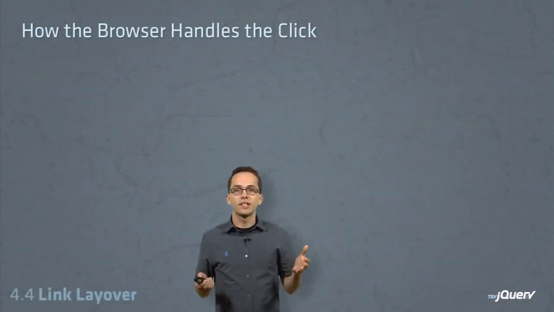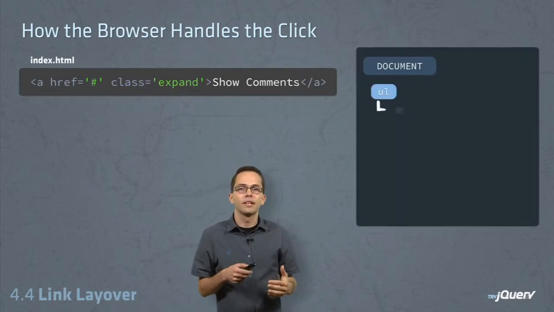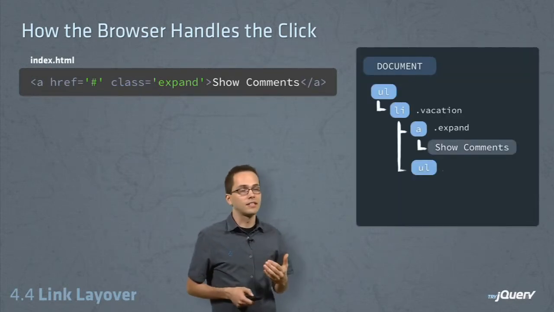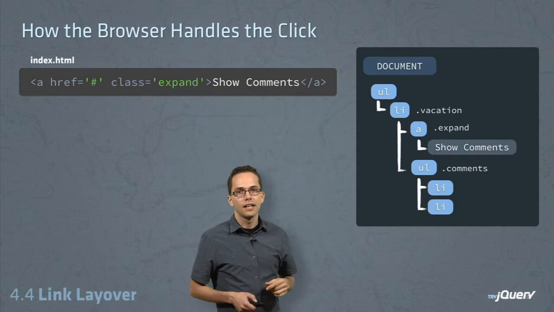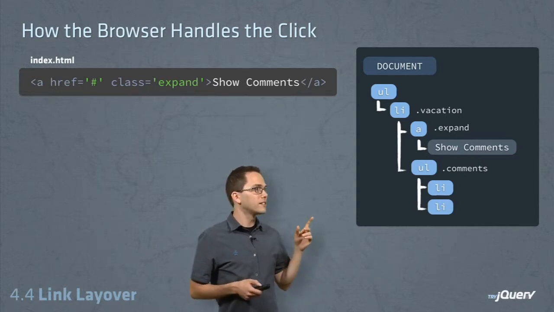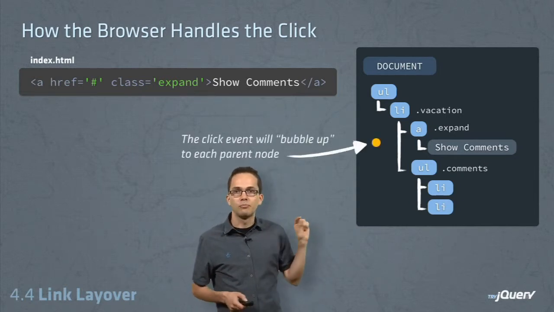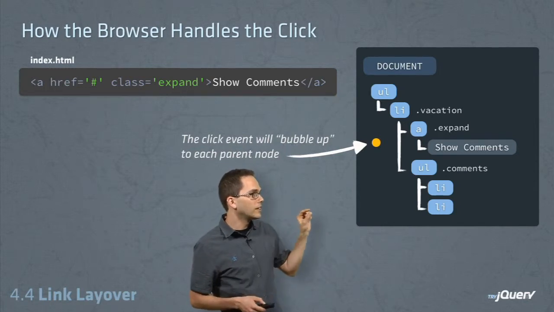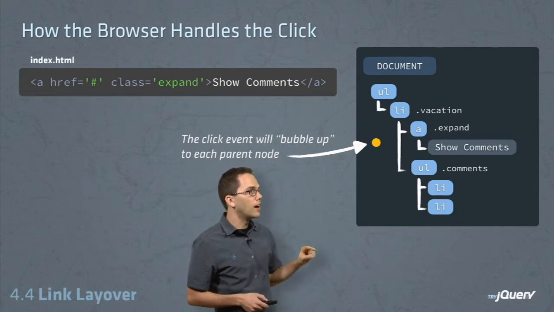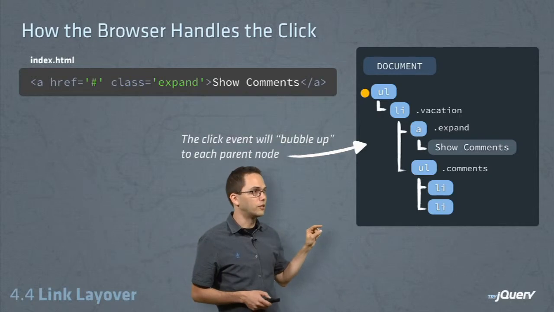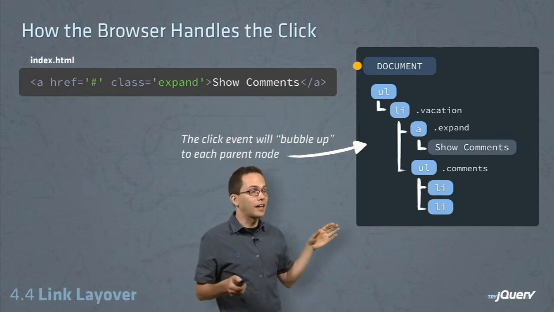In order to understand how we fix that, we need to grasp what's happening when an event occurs inside of the DOM. So here's our link, and when an event occurs, we get this little event bubble. We'll call it a bubble. And it's going to start right there on our link, and then it's going to go up to each parent node to let it know, hey, a click event happened.